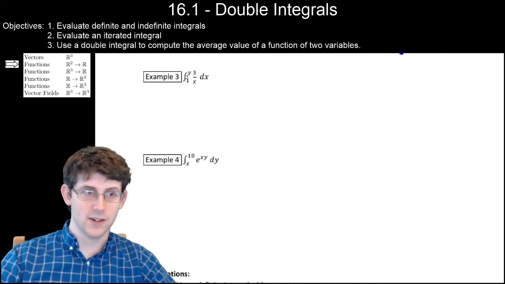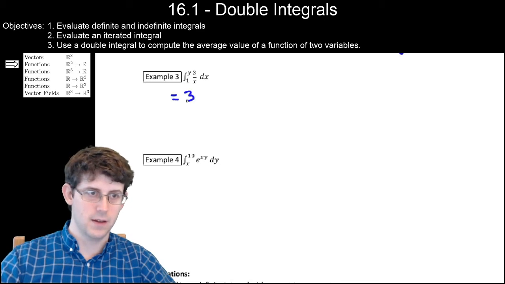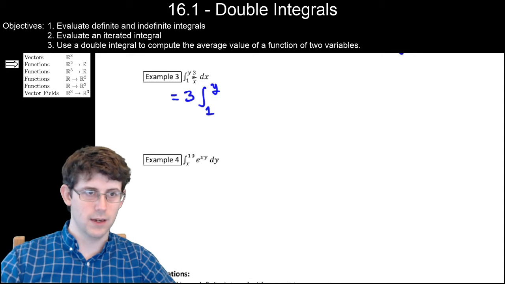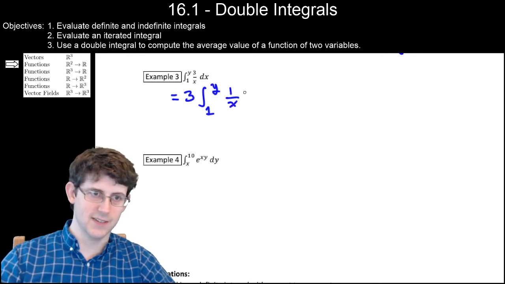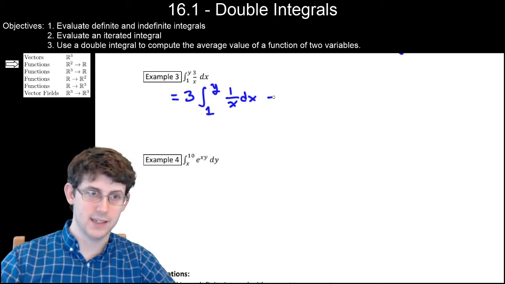This one is another integral with respect to x. I'm going to pull out the 3. And then because I'm integrating 1 over x, I'll just leave it, because the integral of 1 over x dx is ln x.